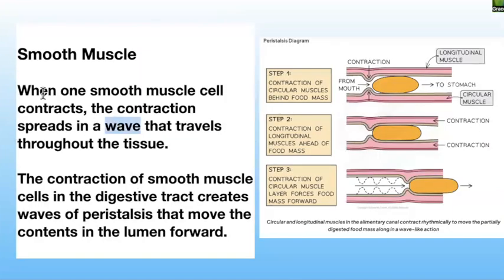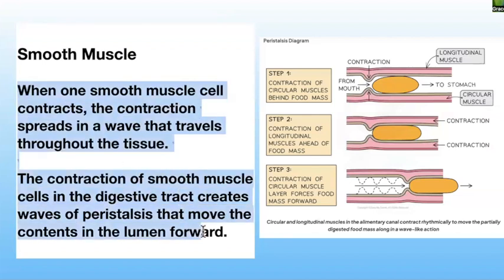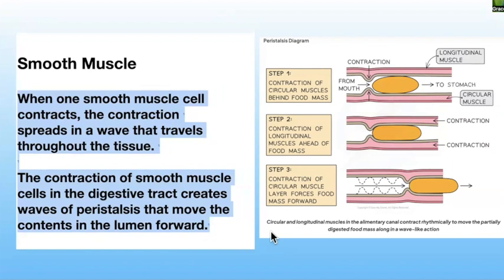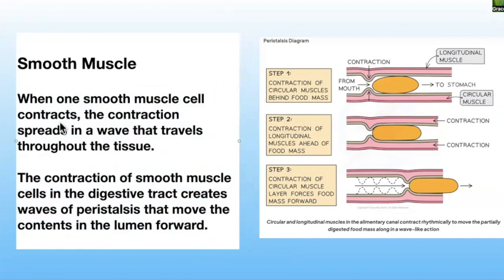When one smooth muscle cell contracts, the contraction spreads like a wave that travels through the tissue. The contraction of smooth muscle cells in the digestive tract creates waves of peristalsis that move the contents in the lumen of the tract forward. Okay, so that's happening. So that's cool.